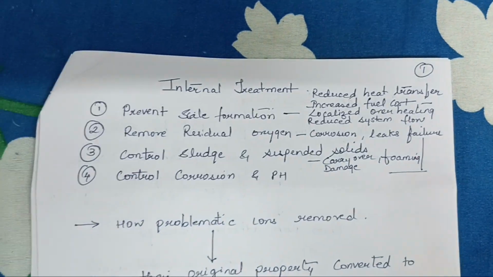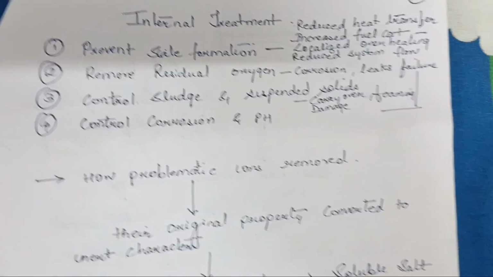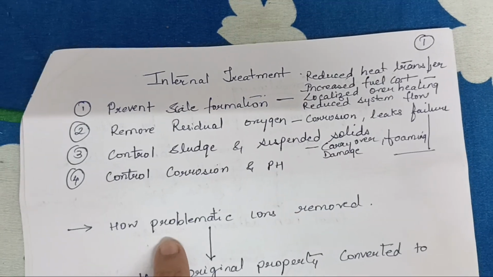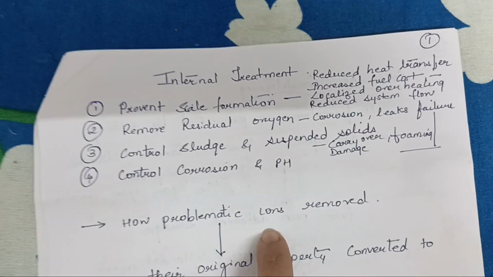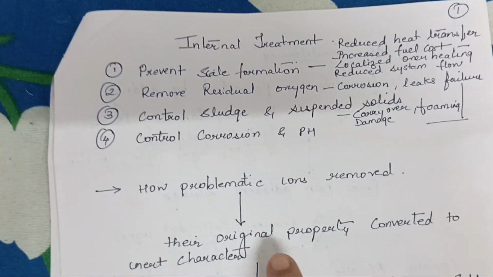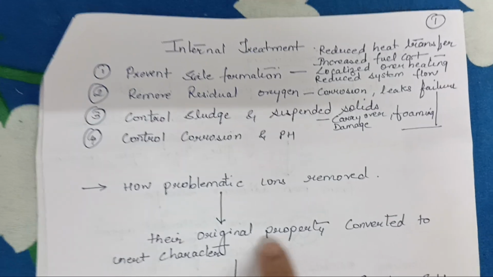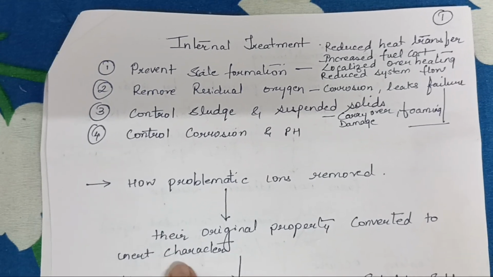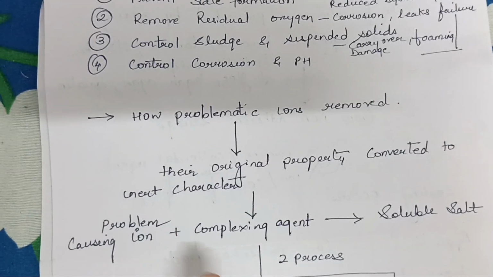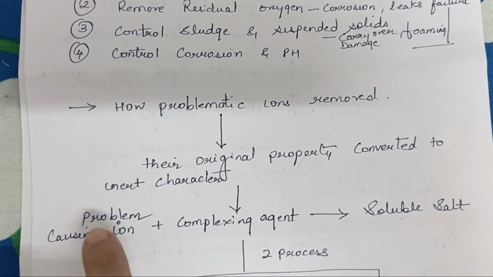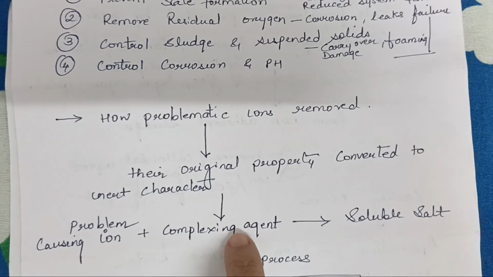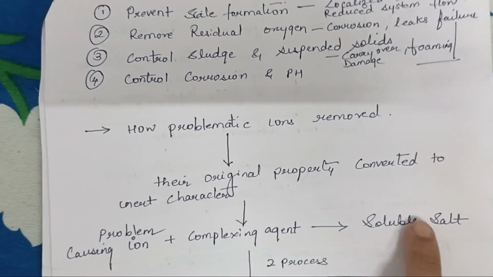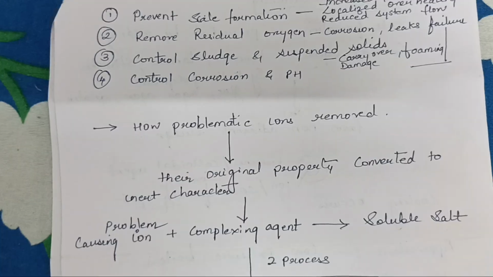Okay, so now what is the main functioning of internal treatment? Here what is the basic principle? The problematic ion has to be removed. How it will be removed? The original property of the anion or the cation will be converted into the inert character. Now what happens here? The problem causing ion reacts with any of the complexing agent and forms a soluble salt. Mainly it's in the form of sludge.